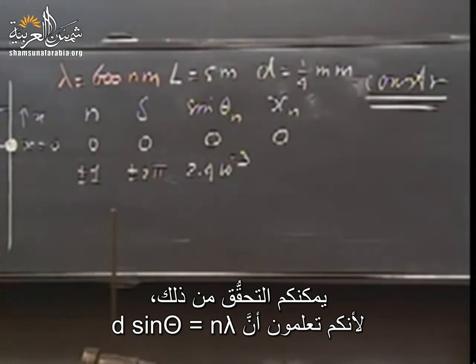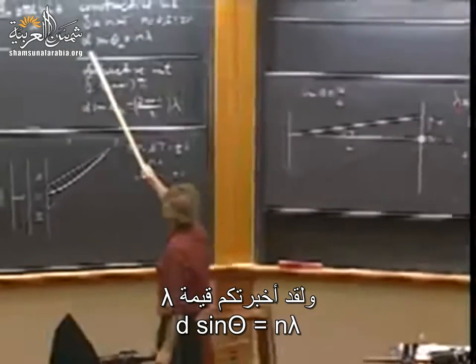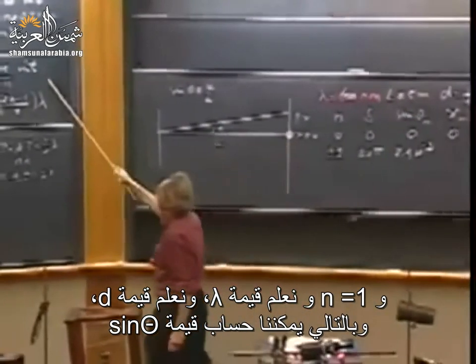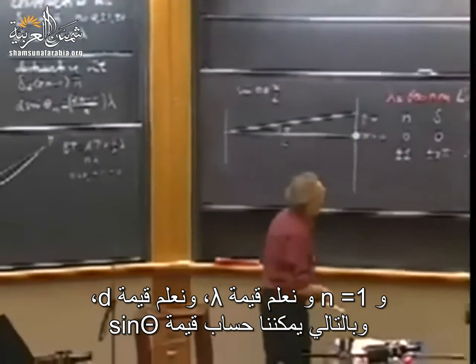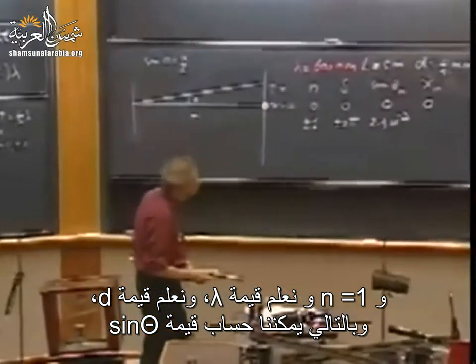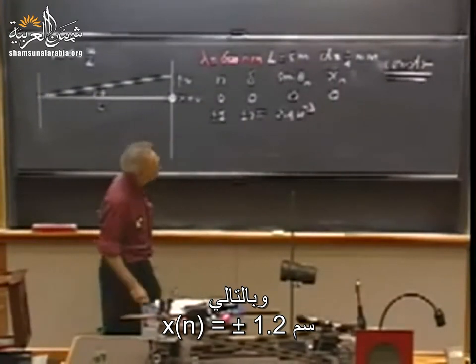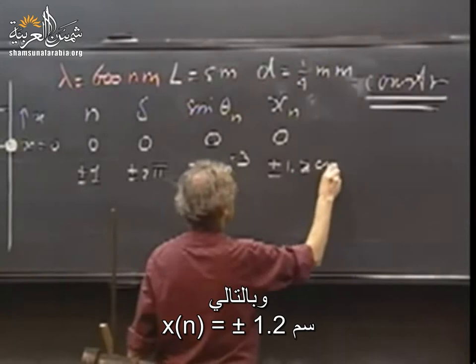because you know that d sine theta is n times lambda. And I told you what lambda is. d sine theta is now n times lambda. And we take n equals 1, and you know what lambda is. You know what d is, so we can calculate the angle, sine theta. And that translates then into an x value of about plus or minus 1.2 centimeters.